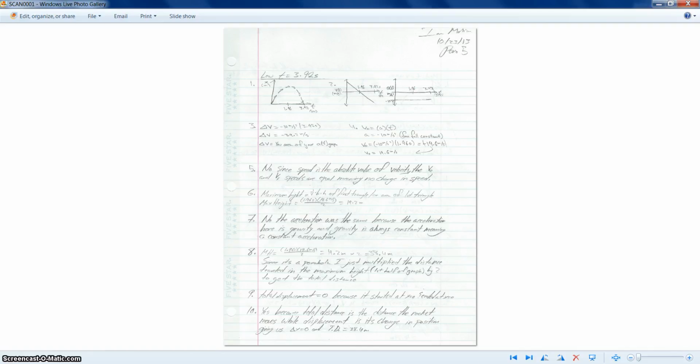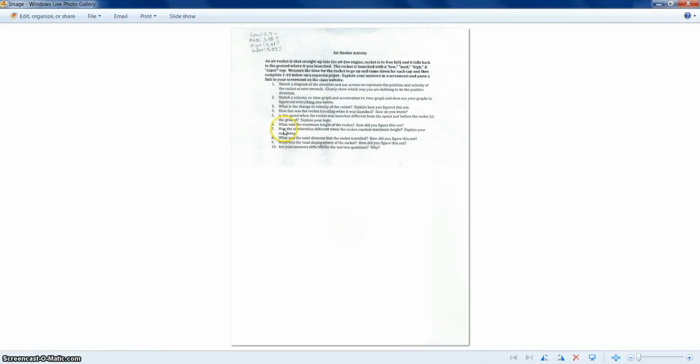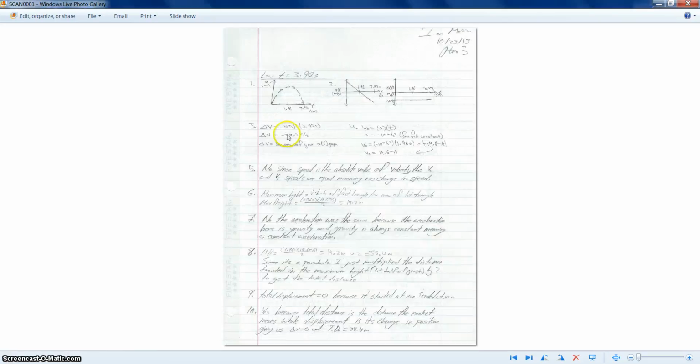Number six asks, what is the maximum height of the rocket and how did you figure this out? Well, the maximum height of the rocket is right here at half of our time, which is 1.96 seconds. If you want to use the velocity time graph, you just find the area of your first triangle, which is 1/2 times your base times your height, and our max height here would be 1/2 of 1.96 times our v naught, which is 19.6 meters per second, and we got 19.2 meters.